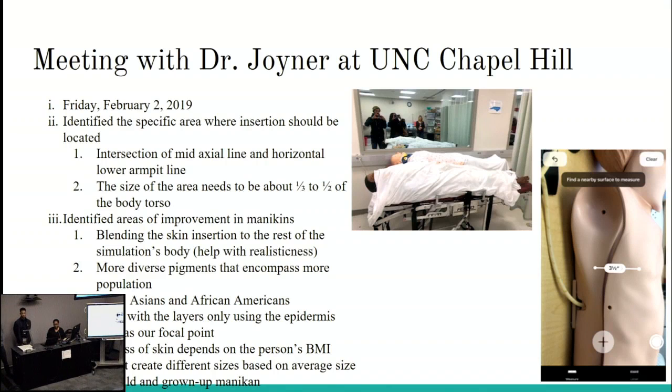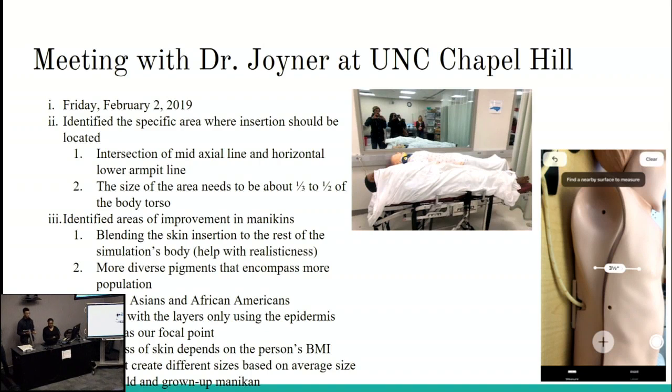During this meeting, we went over what our project was. He showed us examples of medical dummies, one of a child and another of an adult male. We saw how the skin felt and how it latched onto the mannequin. So it was very helpful.